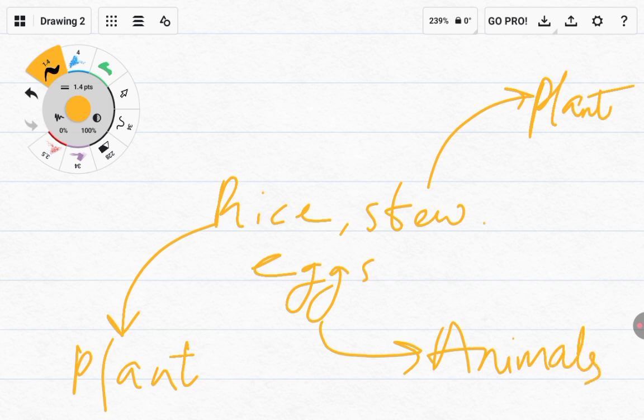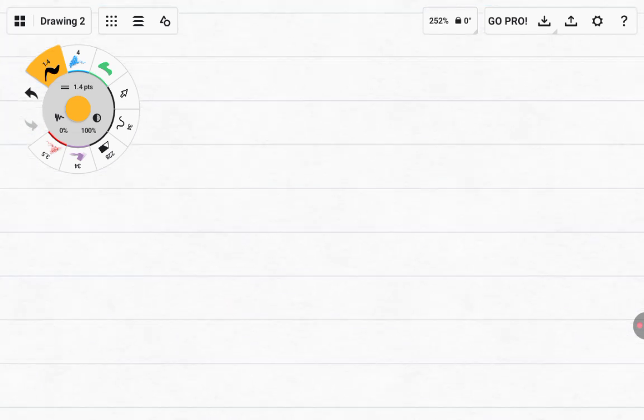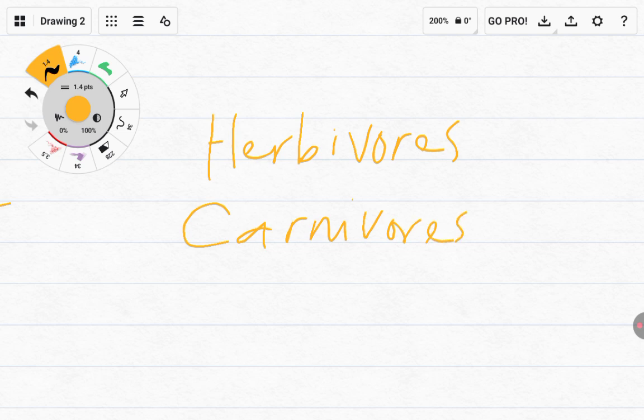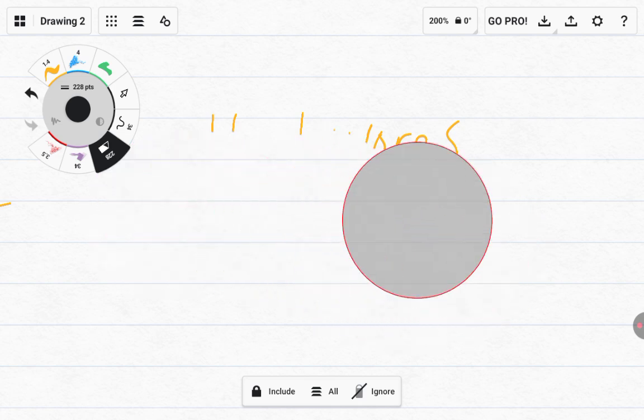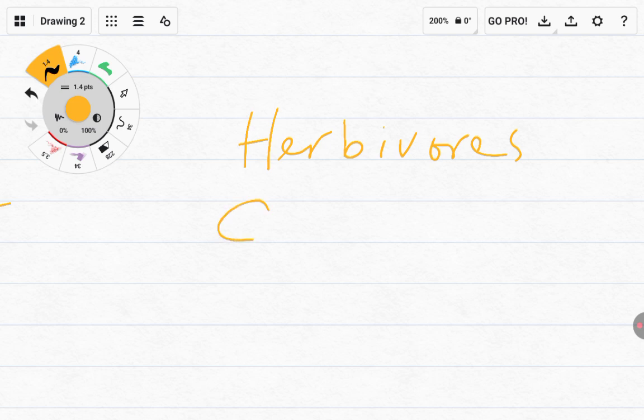So what does this say? Animals eat either only plants or they eat plants and animals. There are three types of animals. There are animals that are called herbivores. There are animals that are called carnivores. This is the spelling. Let me clean this so I can write it better. There are animals called herbivores, and there are other animals called carnivores, and there are other animals called omnivores.